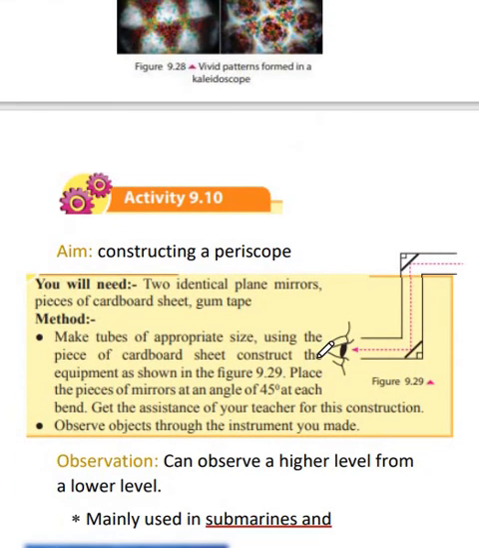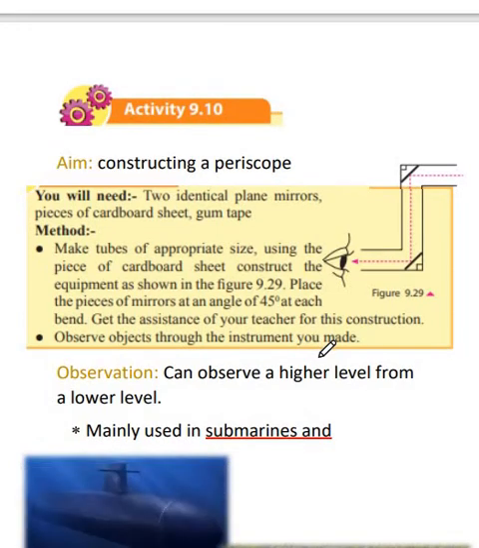Next up, we'll move on to the periscope. So we are going to need 2 identical plain mirrors, pieces of cardboard sheets and some gum tape. The method is going to be as follows. So you're going to make a tube of appropriate size using a piece of cardboard and a sheet. Construct the equipment as shown in the figure.